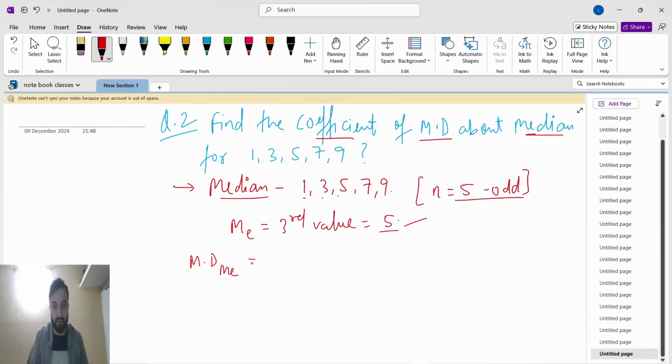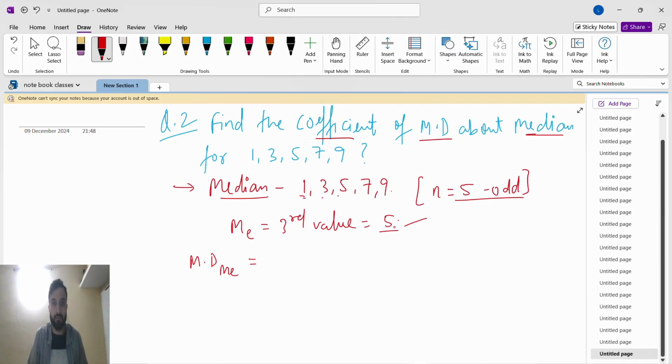You have to find the mean deviation about median. The same thing as you will do. First observation minus median, second observation minus median, third observation minus median, like that. Correct? And every time you have to write the positive value because we know it is a mod. It will convert the negative into positive.